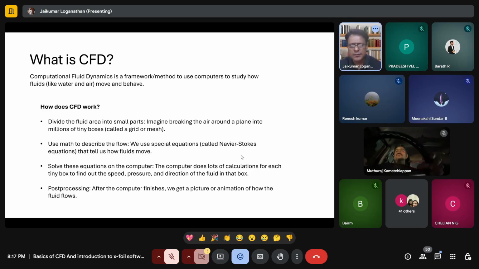And then once we solve these equations, we get these variables of interest, and then we plot these variables and see how the flow is looking. What is the pressure force acting on the airfoil, what is the skin friction force acting on the airfoil, to compute the drag, to compute the lift, right? So that is a typical CFD workflow. Okay.